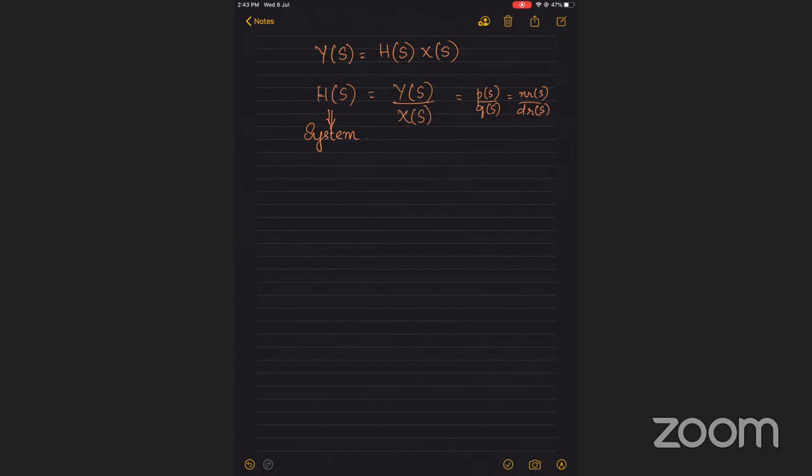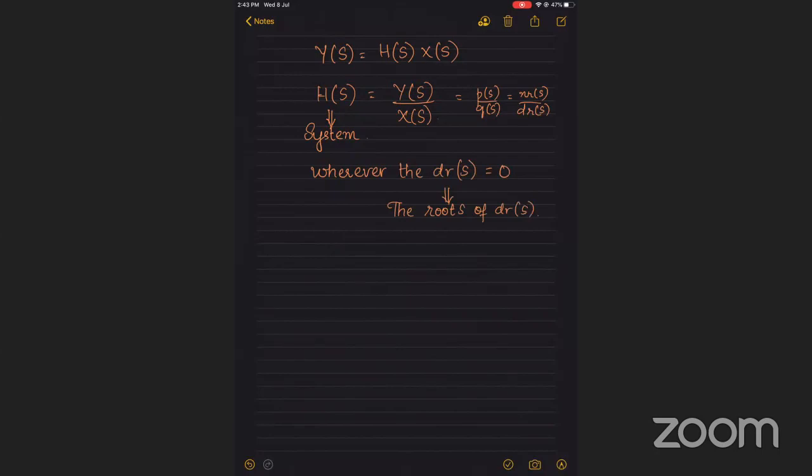Now, wherever the denominator polynomial becomes 0, what do we mean by that? H(s) will become 1 by 0. Exactly at the roots of the denominator polynomial, what happens? H(s) will become infinity. That means the system will become unstable.